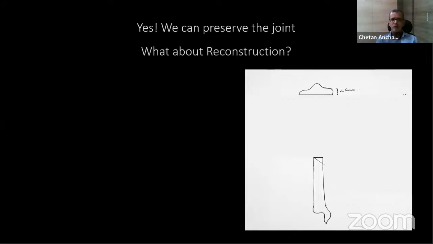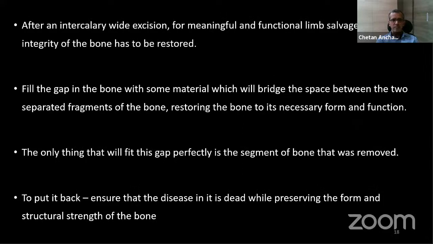Now the issue is about reconstruction. After an intercalary wide excision, for meaningful and functional limb salvage, structural integrity of the bone has to be restored. We have to fill the gap in the bone with some material which will bridge the space between the two separated fragments of bone, restoring the bone to its necessary form and function. The only thing that will fit this gap perfectly is the segment of bone that was removed. So to put it back, we have to first ensure that the disease in it is dead while preserving the form and structural strength of the bone.